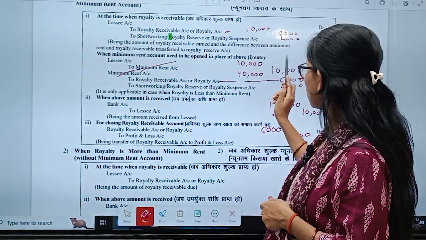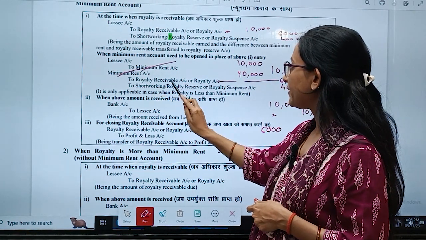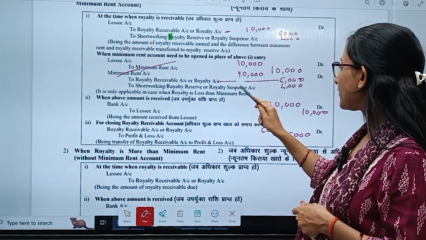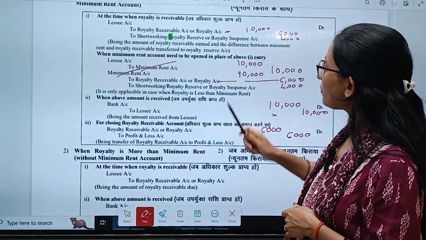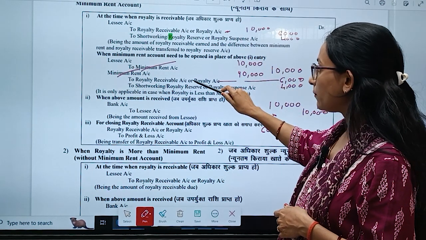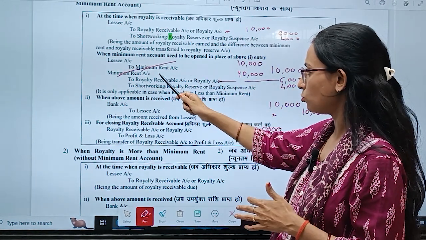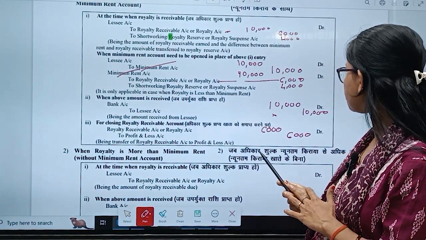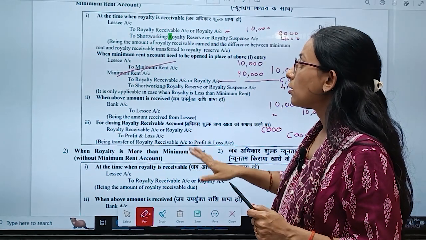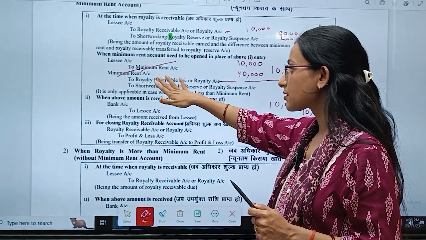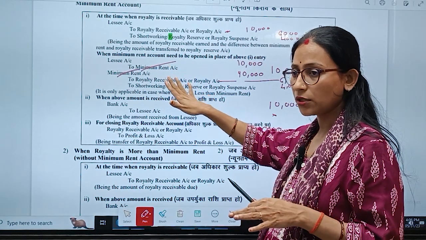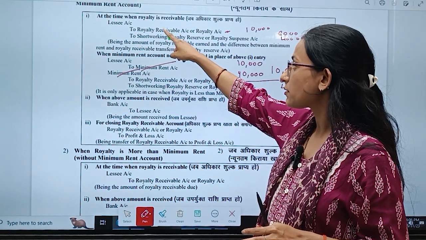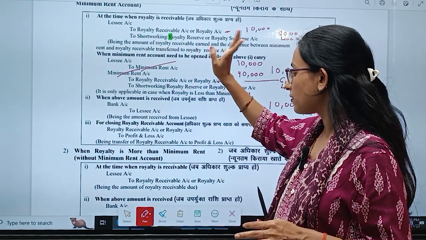Lessee account debit, that is 10,000, to royalty receivable, that is 6,000, to short working or royalty reserve or royalty suspense, 4,000. The same entry which we have passed earlier, after deducting the minimum rent account, will look like the same entry in the first case we have passed. So whenever in the question they ask you to open the minimum rent account, only at that time you have to open it, otherwise you have to pass the normal entry, meaning lessee to royalty receivable to royalty reserve.